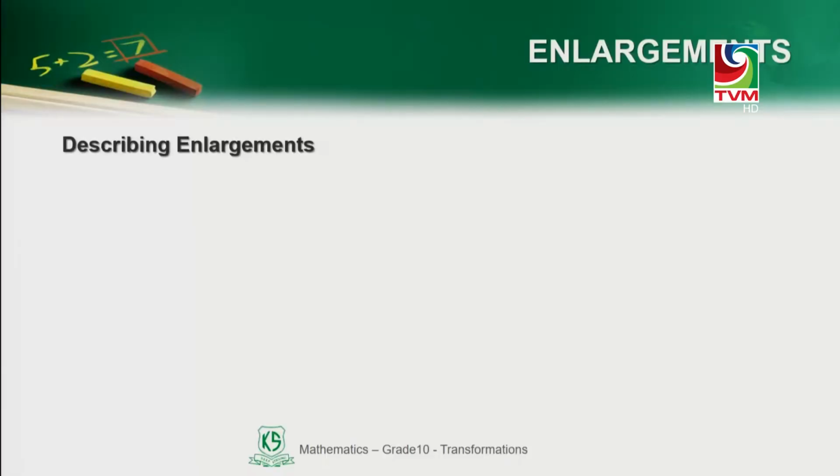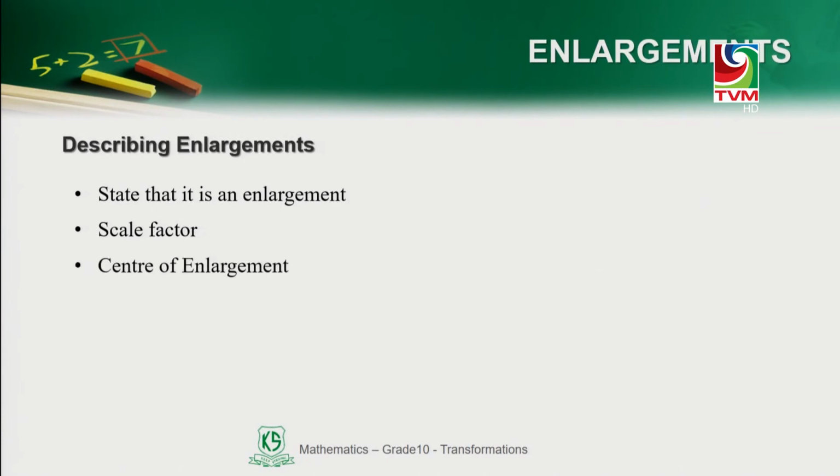Now our next part of the lesson is describing enlargements. To describe any enlargement, you will have to write 3 pieces of information. As the first information, you have to state that it is an enlargement. Now how do you know if the transformation given is an enlargement? It is very easy because enlargement is the only type of transformation where the size of the object changes. So if you check the size of the object and the image, if the size is different, then you can say it is an enlargement. And the second information you have to write is scale factor. As the third one, you have to write the center of enlargement.